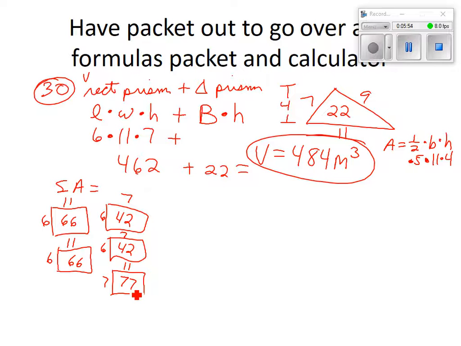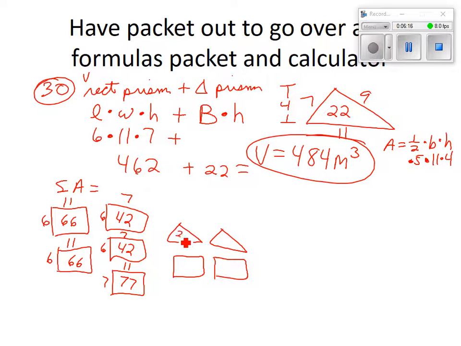What kind of faces are we going to have on the triangular prism? 2 triangles and 2 rectangles. How come not 3 rectangles this time? Because you got the bottom that's not part of the surface. On the triangles, didn't we already find the area of the triangles? There's 22 right here, right?